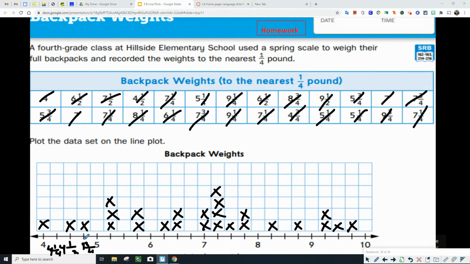And then you're going to use this data to answer some questions. So keep in mind, the X's are how many people have that weight. So what this is saying is there are 2 people whose backpacks weigh 7 pounds. There are 4 people whose backpacks weigh 7 and 1/4 pounds. So just pay attention to this. You can use this to help you do your own graph as well.